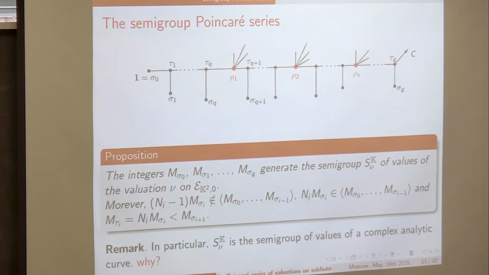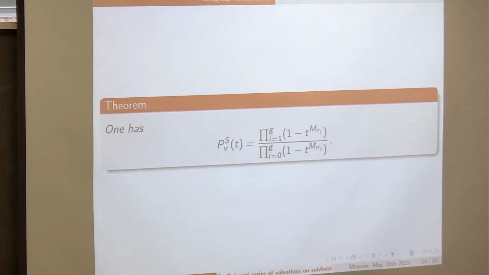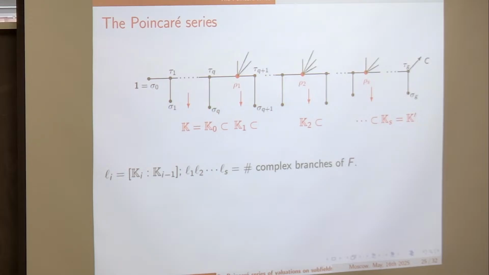Yeah, probably yes, but for the moment we haven't found a deep algebraic or geometrical reason for that. Okay, so with this, it's easy to compute the Poincaré series. This is the standard for the semigroup, the formula we had before, but with big m's, not the small m's. Okay, so what about the Poincaré series?